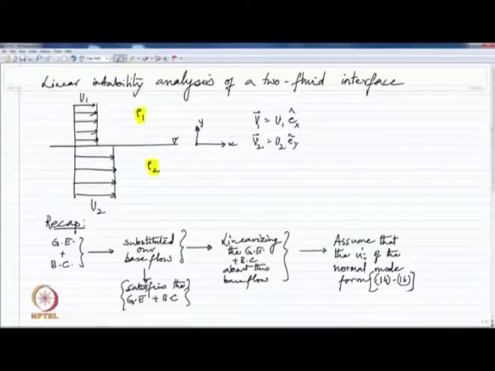Hello, welcome back. We'll continue our discussion of the linear instability analysis of a two fluid interface. Let's quickly recap what we've done thus far. We're looking at the stability of an interface formed between two fluids.